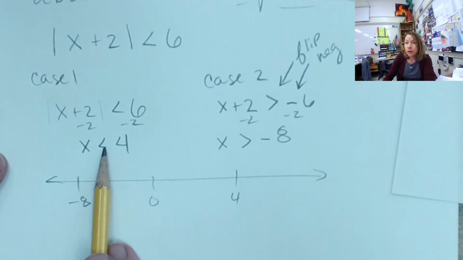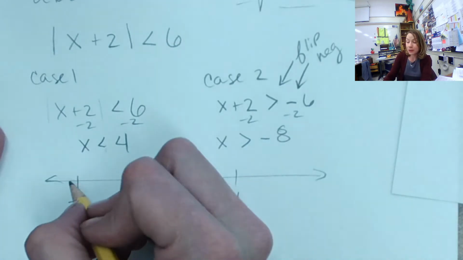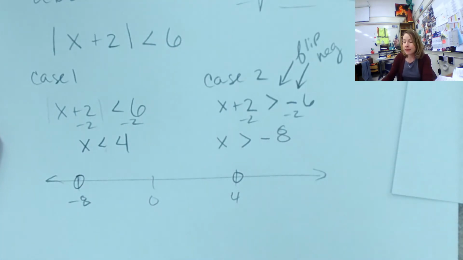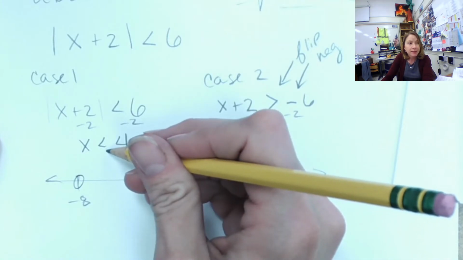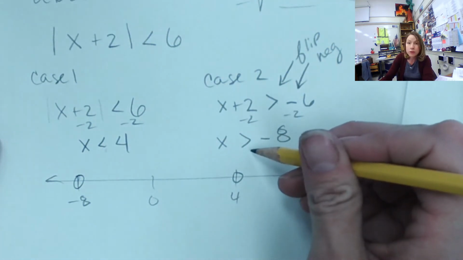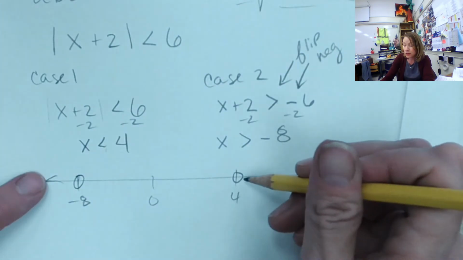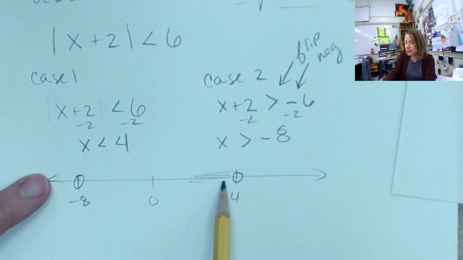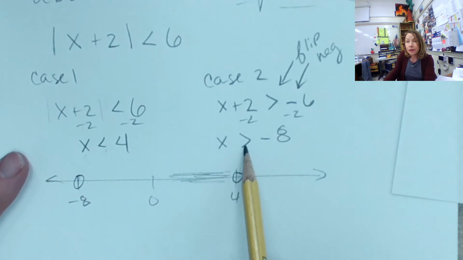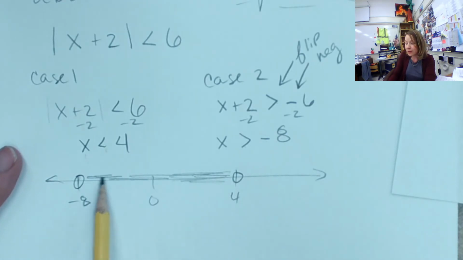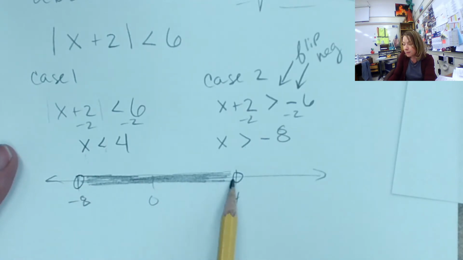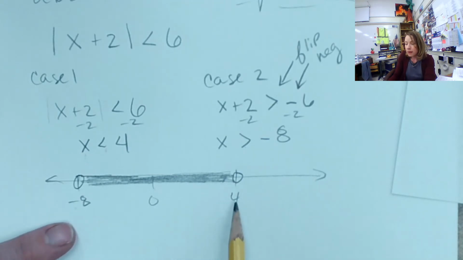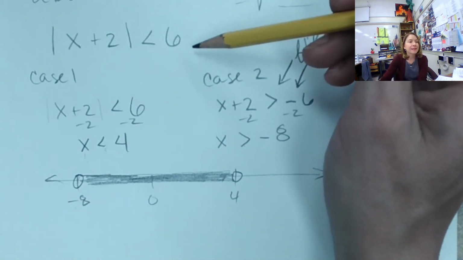Are they open or closed? Open circles, right? Because it doesn't have that extra piece. If it had that extra piece to make it less than or equal to or greater than or equal to, then I would fill in the dot, but there's no extra piece, so they're open. Now, in this case, x is less than 4, so it's going this way from 4, and x is greater than negative 8, so it's going this way from negative 8. So all of these numbers in between negative 8 and 4 have an absolute value that is less than 6.